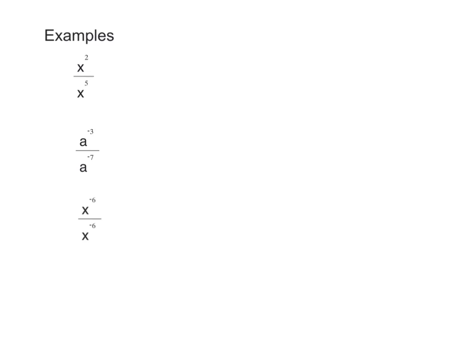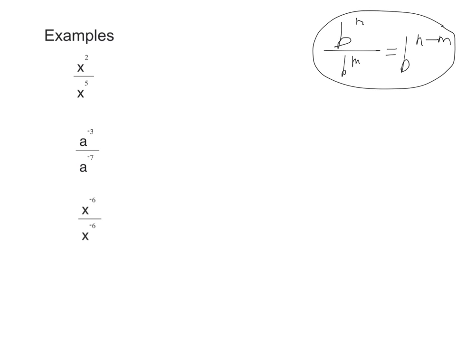Here's some more examples. Using a different property, the one that says that b to the n over b to the m, we subtract the exponents. These are like bases, so I'll keep it as an x and subtract them. 2 minus 5 is negative 3. It's a negative exponent, so I want to simplify it to 1 over x to the positive 3.